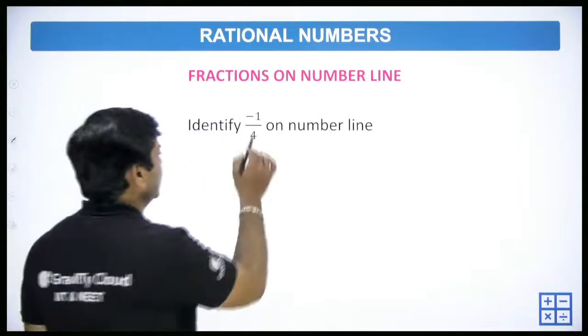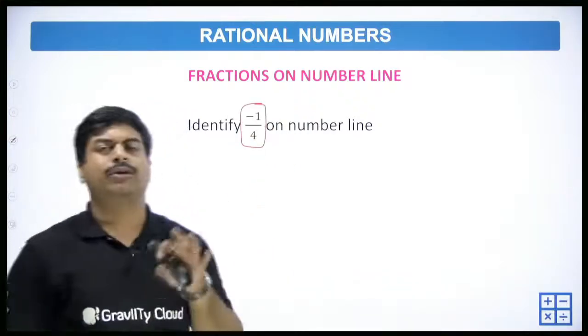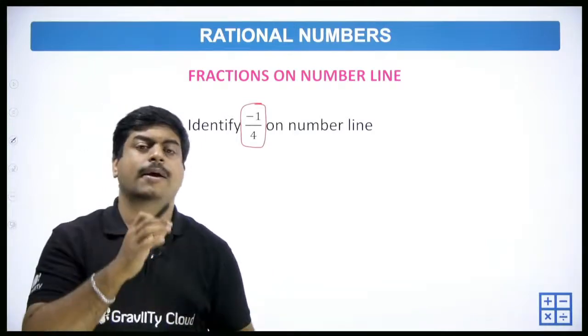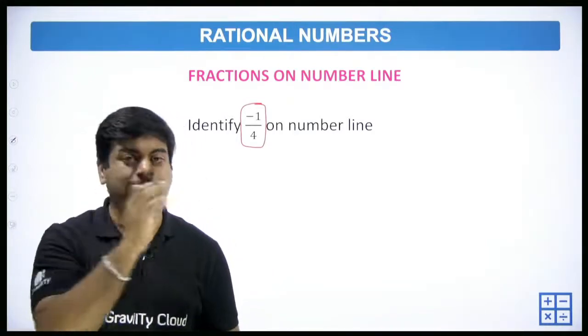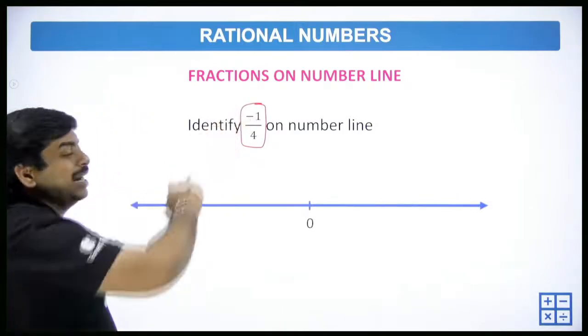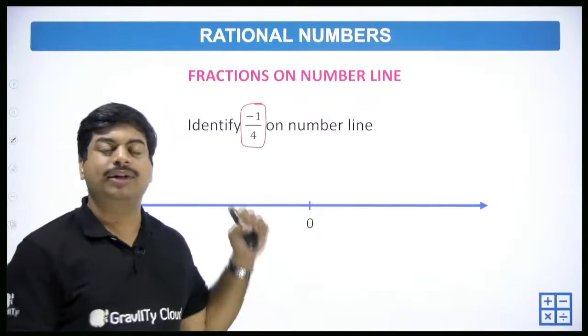So now carefully see here. Here we have a negative number. Don't worry about that. Whether it is positive or negative, just the orientation, the position on the number line, will change, but not the concept, right? So what is the concept? As it is a negative number, we need to take the position in the negative region.